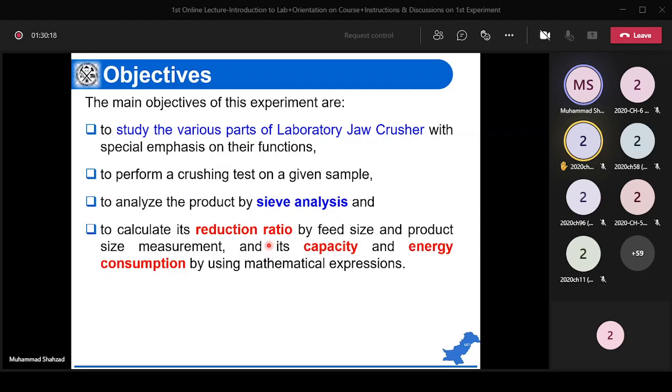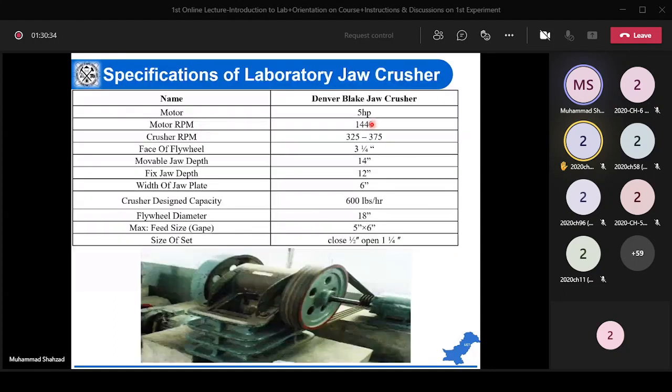The motor attached to the laboratory jaw crusher has its power given as 5 HP. Then the motor RPM is given as 440 revolutions per minute. The crusher RPM is here. There are plates present here, so its RPM is different from the motor. This is because we are using a pulley here. Two pulleys are present here.